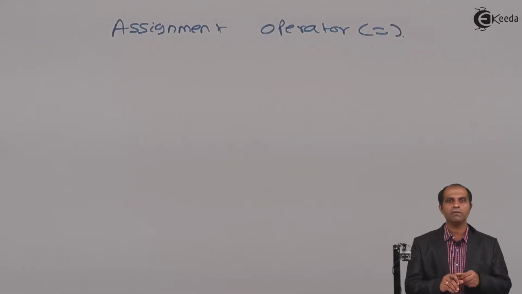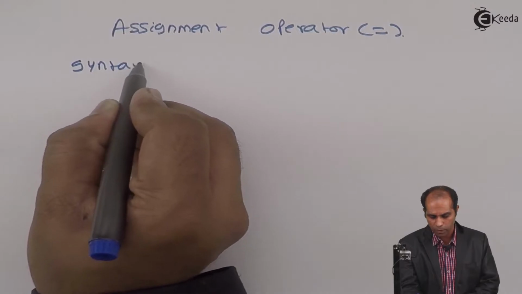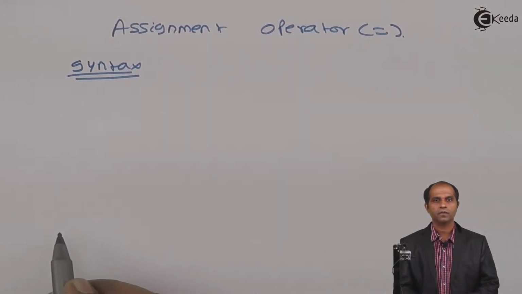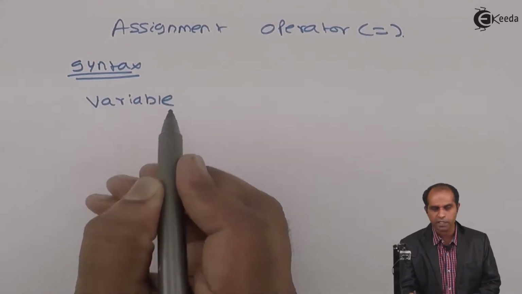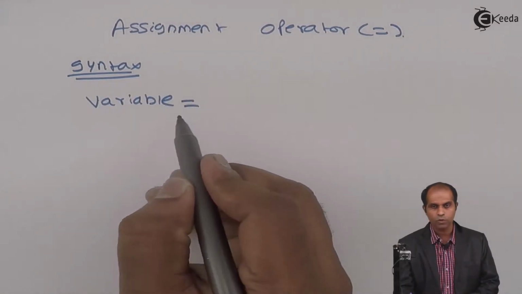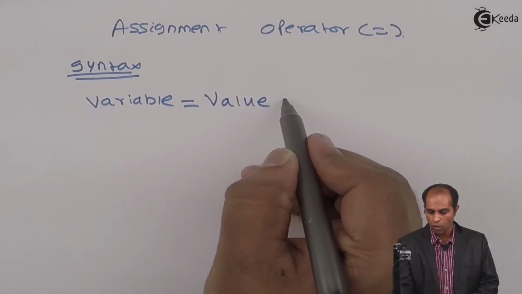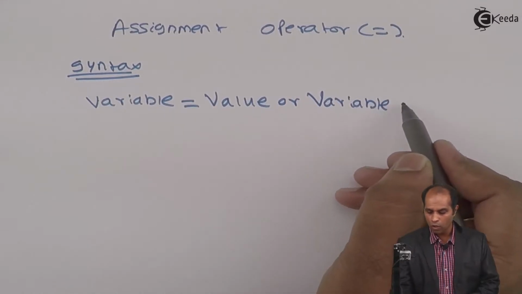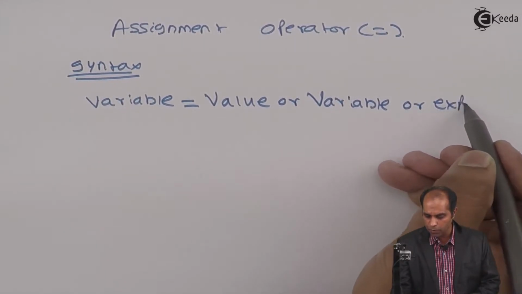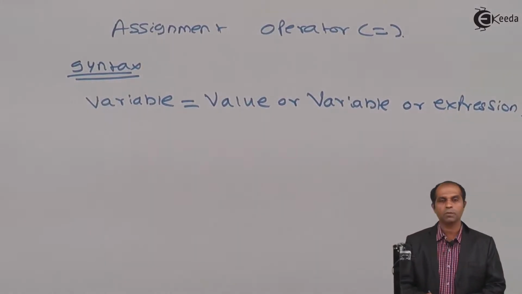When I wish to assign values, what syntax or layout should I follow? Let's check out the syntax. As per the rules, there has to be a variable on the left hand side, equals to, and then you can have a value on the right hand side, or a variable on the right hand side, or an expression on the right hand side. Since it is an instruction, I'll place a semicolon.